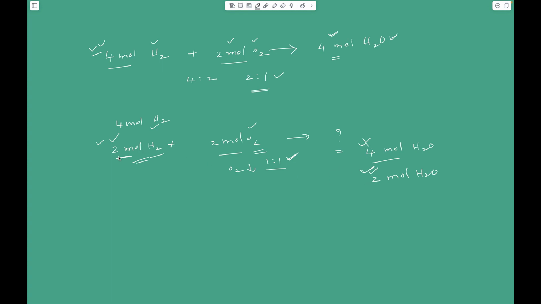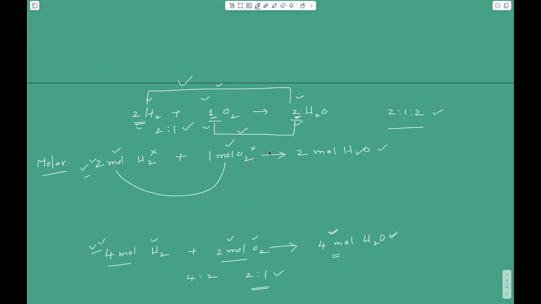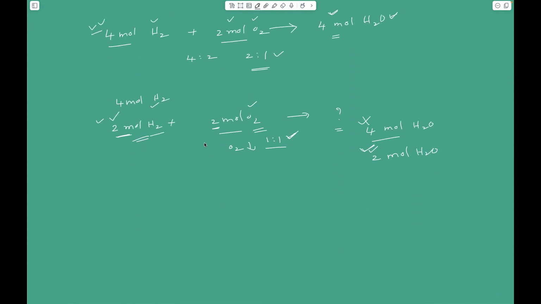because to completely combine with 2 moles of hydrogen, you need only 1 mole of oxygen, but here you have 2 moles of oxygen, more than what is required to completely combine with 2 moles of hydrogen. So out of 2 moles of oxygen, only 1 mole of oxygen is combining with 2 moles of hydrogen, and 1 mole of oxygen will be left behind. So at the end of the reaction, assuming that it goes to completion, there will be no leftover hydrogen and there will be 1 mole of oxygen left behind.